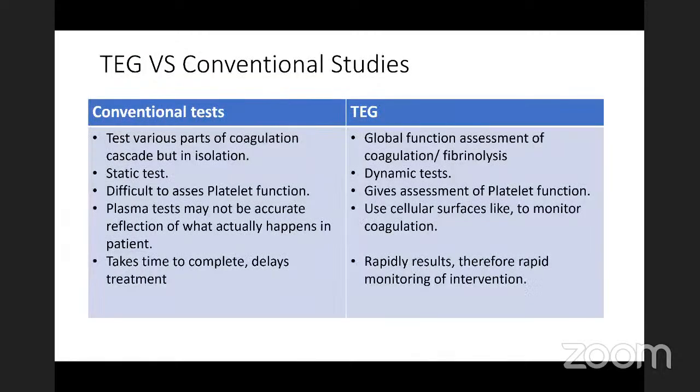The differences between TEG versus conventional studies are that conventional studies are static tests, whereas TEG is a dynamic test. The conventional tests assess various parts of the coagulation cascade, but not resolution, whereas TEG tests global function assessment of coagulation and fibrinolysis. Conventional tests are difficult for assessing platelet function, whereas TEG gives assessment of platelet function. Conventional plasma tests may not be an accurate reflection of what actually happens in the patient, whereas cellular surfaces are used in TEG to monitor coagulation. Conventional tests take time to complete and delay treatment, whereas TEG is a rapid test which gives rapid monitoring of intervention and rapid assessment.